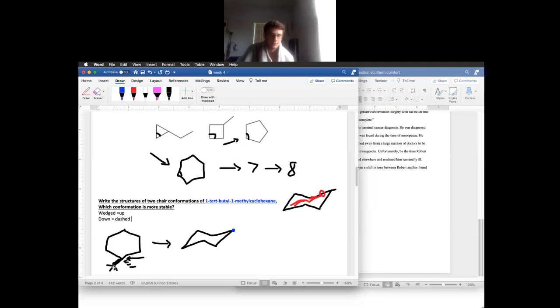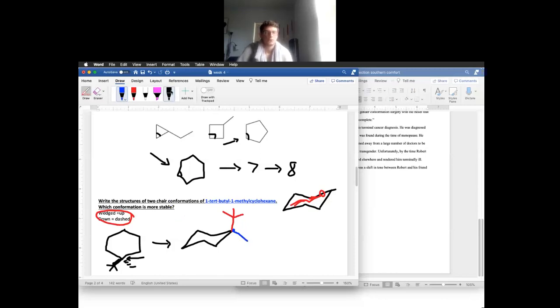Going from this drawing to this one, we have an axial and equatorial position. Can somebody tell me, at this carbon that I drew in blue, what the axial position would look like? Pointing up, pointing down, diagonal? It would be up. Which one of these would be pointing up? Using this rule of thumb, it would be our tert-butyl, and in the equatorial position would be our methyl.